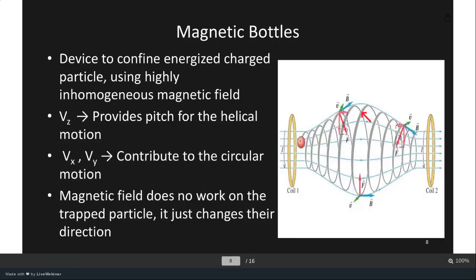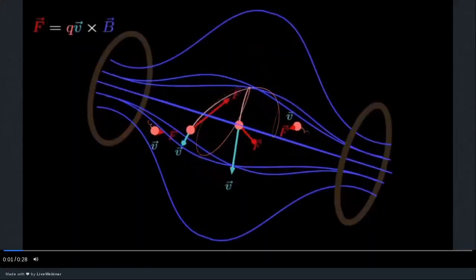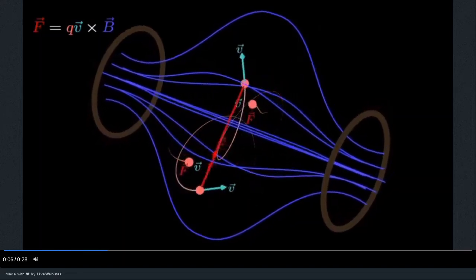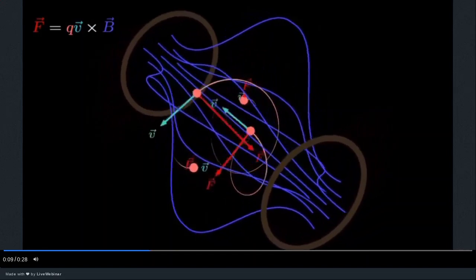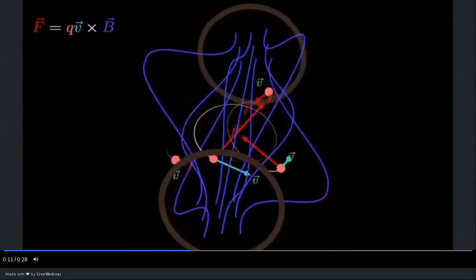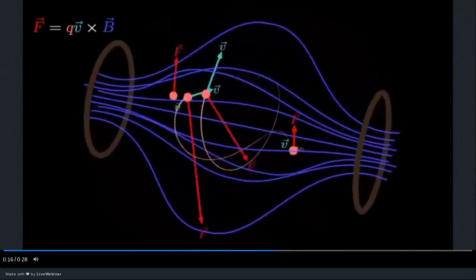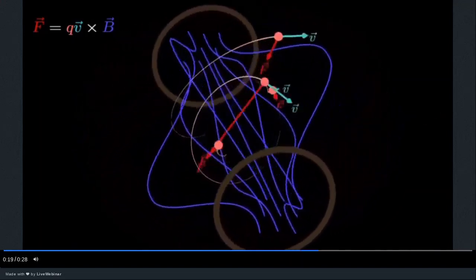So next is the magnetic bottle. Two magnetic mirrors can be arranged to form a magnetic bottle that can trap charged particles. Two parallel coils separated by a small distance carrying the same current in the same direction will produce a magnetic bottle between them. The particle acts exactly the same as in a converging magnetic field.